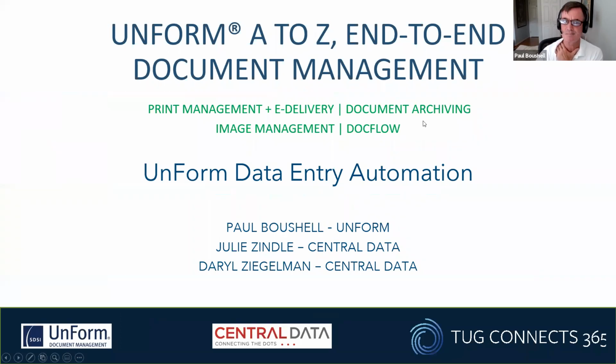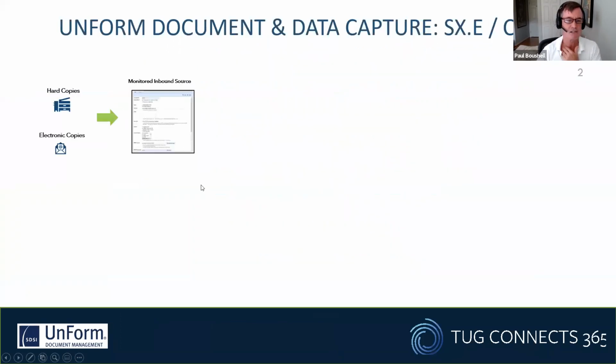Essentially the process begins when we receive documents, and we either receive them electronically via email or we're receiving hard copies that get scanned. With UnForm version 10, we now have the ability to monitor both inbound directories and inbound emails. So as those documents come in, we can monitor an email address and pick up the documents that are coming in, identify who sent them, and then process them without human intervention. The monitored inbound sources give you the ability to trigger that automation.